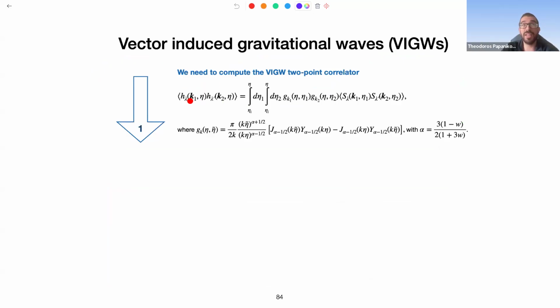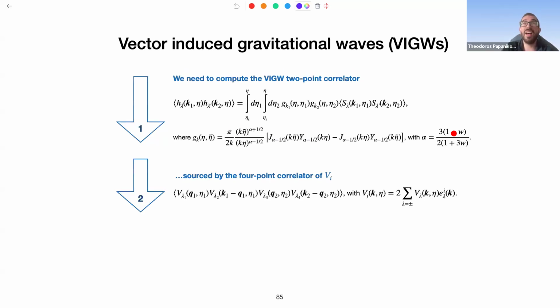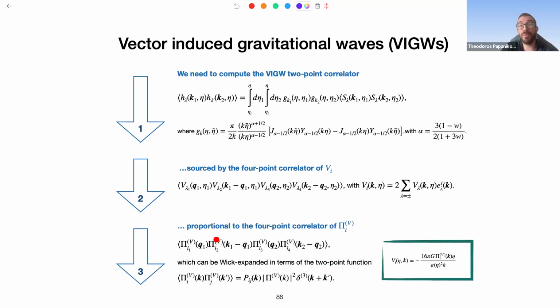This two-point correlation function is proportional to the two-point function of the source term times some Green functions, which can be regarded as the propagator of the tensor mode, being the solution of the homogeneous tensor wave equation. These Green functions can be expressed in terms of Bessel functions and depend crucially on the equation of state of the universe at the time of gravitational wave production. Then we took into account that our source now depends on our vector modes. So at the end, one needs to compute a 4-point correlation function of the vector perturbations, which is proportional to the 4-point correlator of the magnetic anisotropic stress we introduced before.